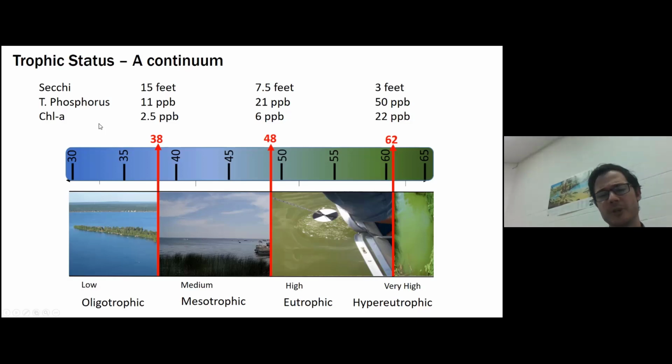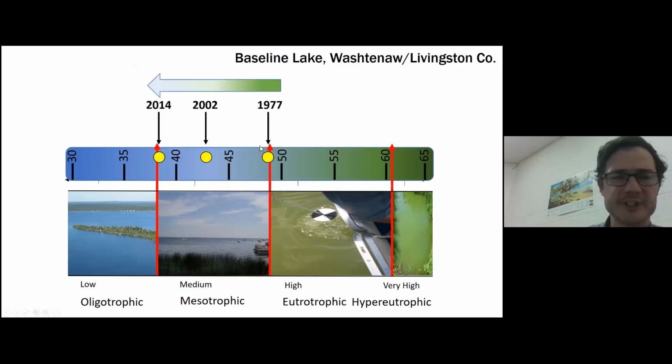But now let's talk about the continuum. If you're mesotrophic right here, that tells you something different than if you're mesotrophic over here. Here's a real life example, Baseline Lake in Washtenaw, Livingston County. They've been collecting data in the CLMP for a very long time. Here's an example of where that lake was classified in 1977. It was mesotrophic, but borderline eutrophic.